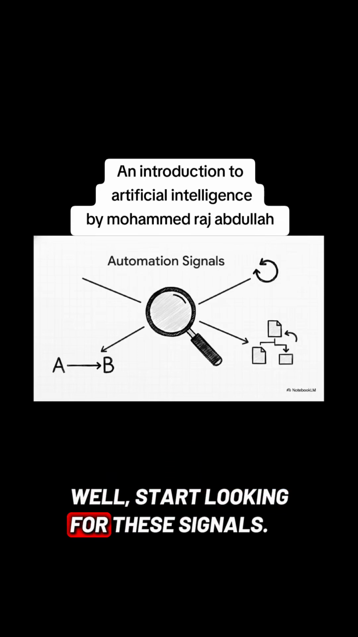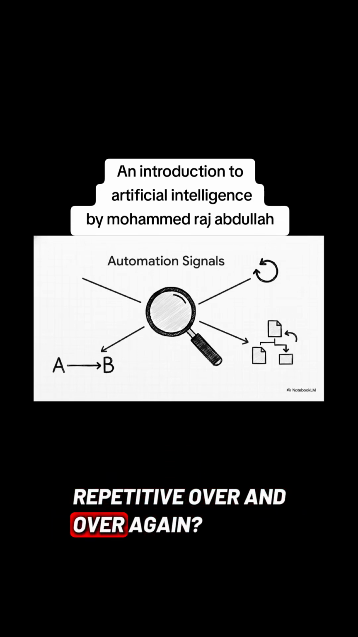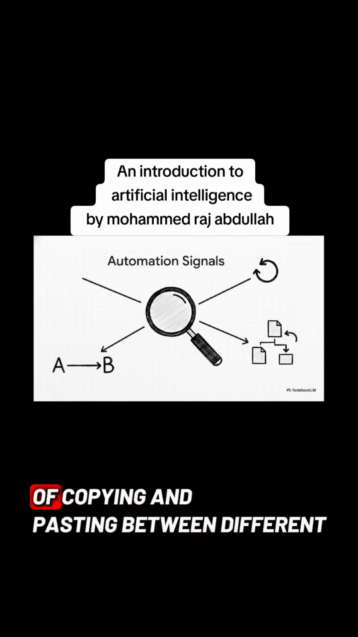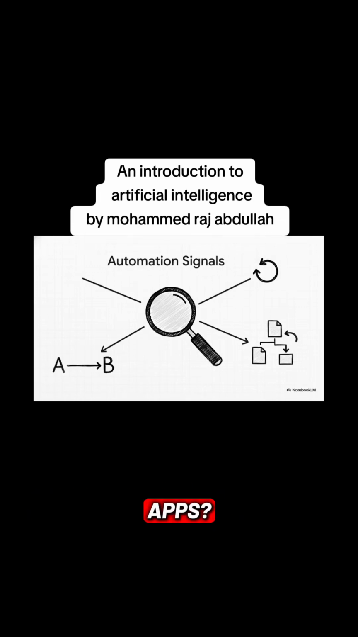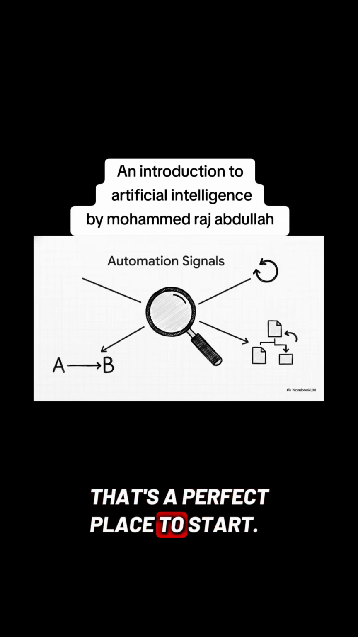So how do you find the right tasks to automate in your own job? Well, start looking for these signals. Are you doing something that's super repetitive over and over again? Does your day involve a ton of copying and pasting between different apps? Are you constantly just looking at information and routing it to the right person? If the process is clear and the results are predictable, that's a perfect place to start.